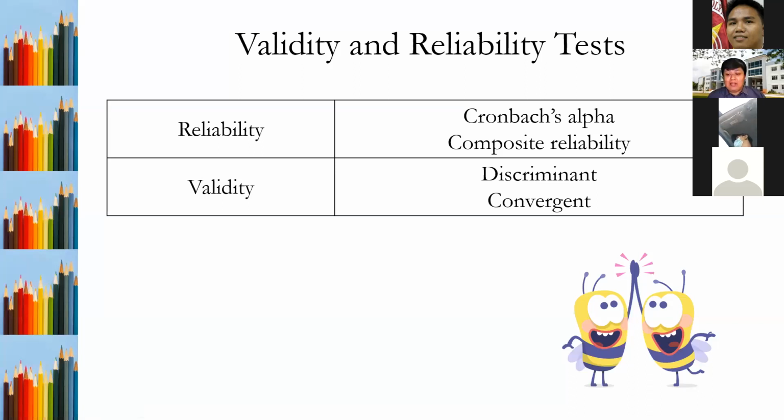Because remember, if you want to have a sound instrument, you need to prove that the constructs are reliable and valid. But again, let's go back to our definition a while ago. The first thing that you need to do before measuring the reliability and validity is to identify whether your construct is a reflective construct or a formative construct. Because the way we measure, for example, the validity of a formative construct is different from a reflective construct. Okay? So dalawa, magkaiba ang proseso nila. So we need to understand that.